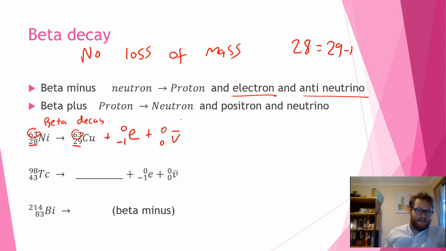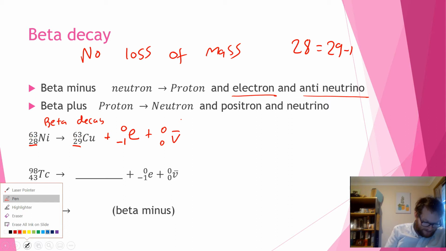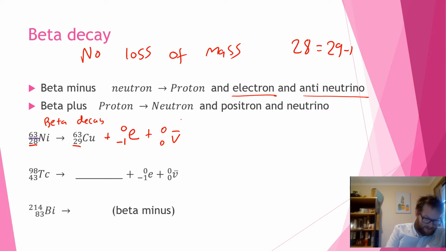Just a quick reminder, let's check that everything here is balanced. How do we do that? Let's check the top numbers. 63, 63, 0, 0. So 63 equals 63 plus 0. Perfect. 28 on the bottom. Got 29 here, but 29 minus 1 is 28. Everything is balanced.